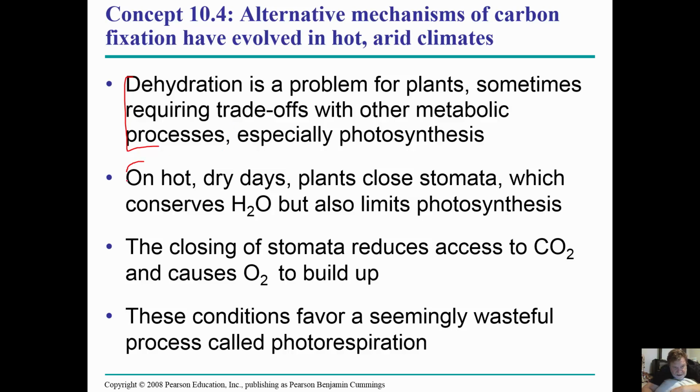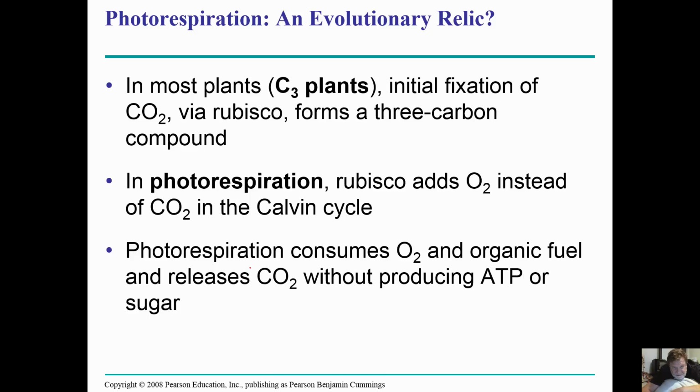Again, dehydration is a problem for plants, sometimes requiring trade-offs with other metabolic processes, especially photosynthesis. On hot, dry days, plants close their stomata, which conserves water but limits photosynthesis because you can't have it occurring without carbon dioxide. The closing of the stomata reduces access to carbon dioxide and causes oxygen buildup. These conditions favor a similarly wasteful process called photorespiration, which goes in the opposite direction. In most plants, what we call C3 plants, initial fixation of CO2 via rubisco forms a 3-carbon compound. In photorespiration, rubisco adds oxygen instead of CO2 in the Calvin cycle.